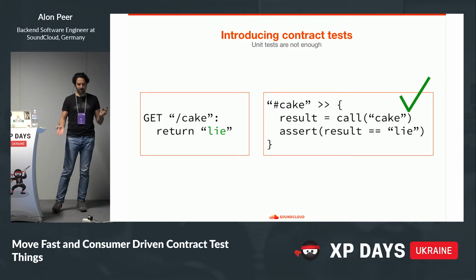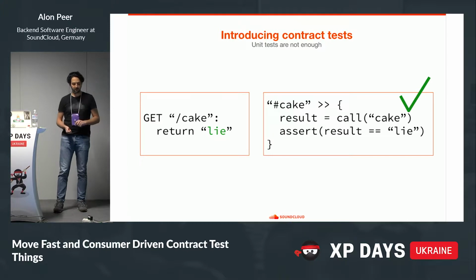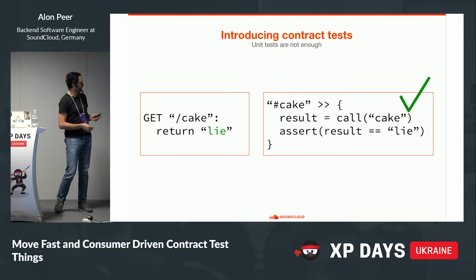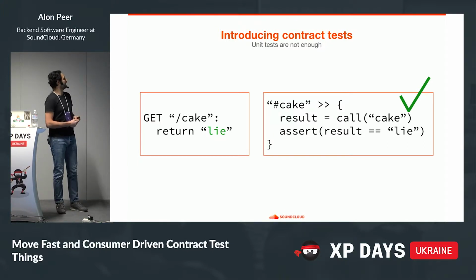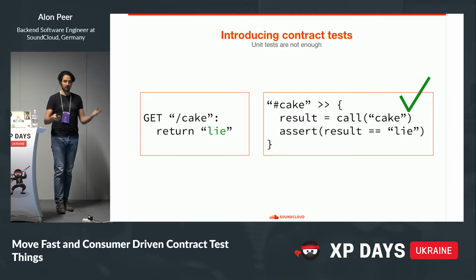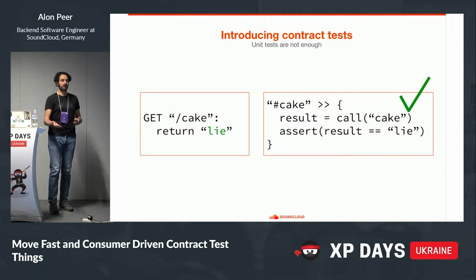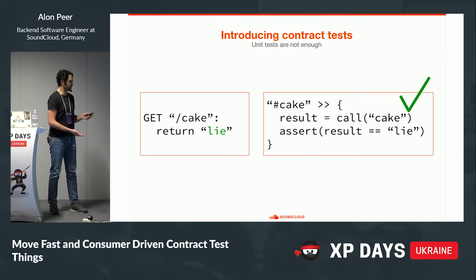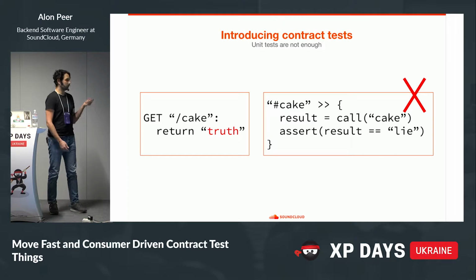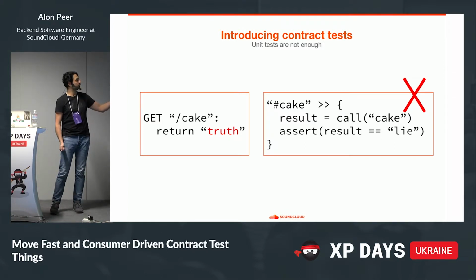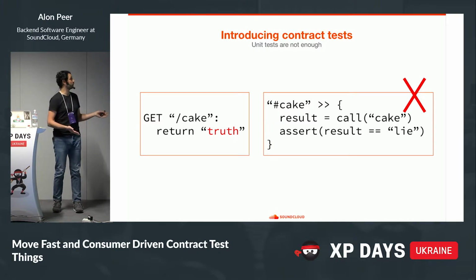So this is how we currently write a unit test, and this is perfectly fine. In this case, we have an endpoint called cake, and it returns lie. And of course, we have a test to cover that. So we try to call that endpoint, and we assert that the result is really lie. So if time goes by and for some reason something in our code changes and suddenly we return the wrong thing, our test will break and we'll basically not deploy that change and we're safe. And this is exactly what we want.